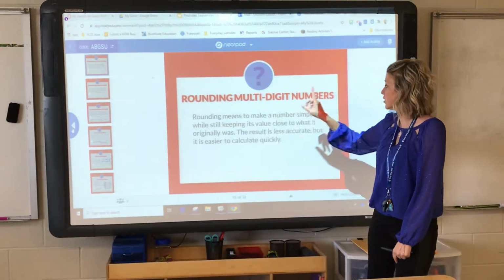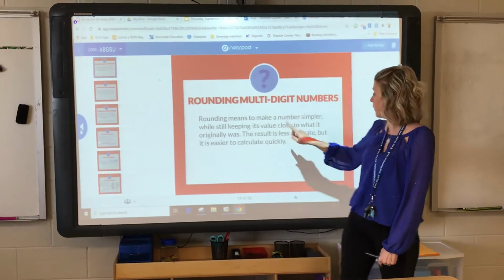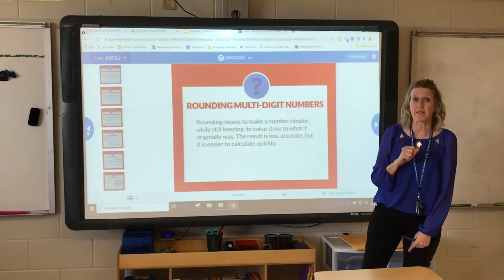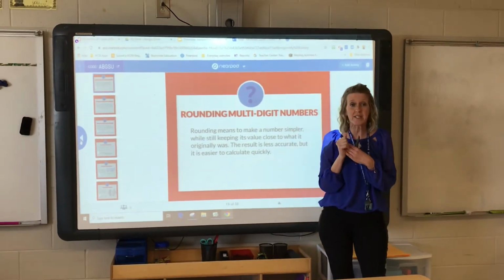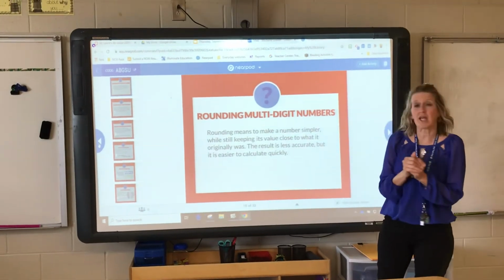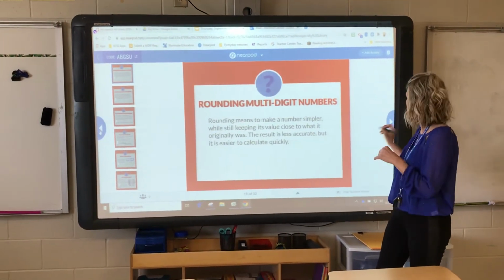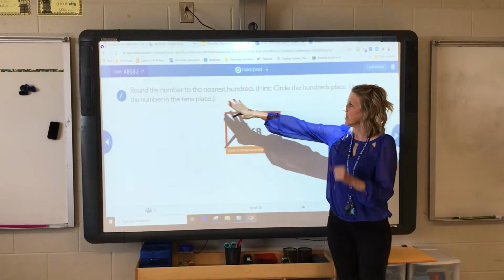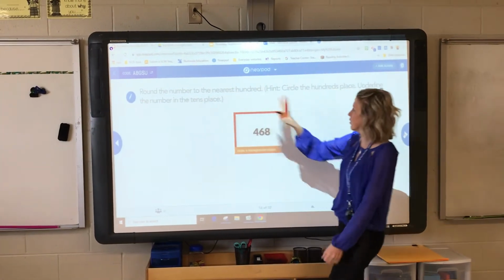It says rounding multi-digit numbers means to make a number simpler while still keeping its value close to what it originally was. The result is going to be less accurate. That means it's not going to be exact, but it's going to be easier to calculate and you can do it much quicker, okay? So we're going to go here and we're going to round this number. The directions say round the number to the nearest 100.